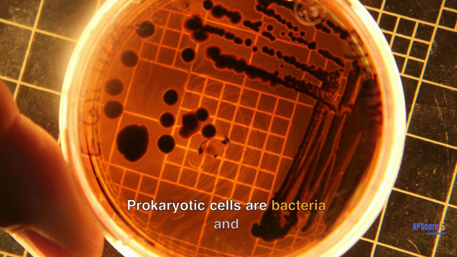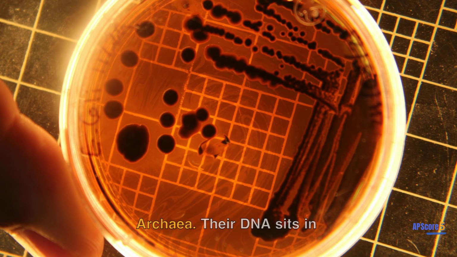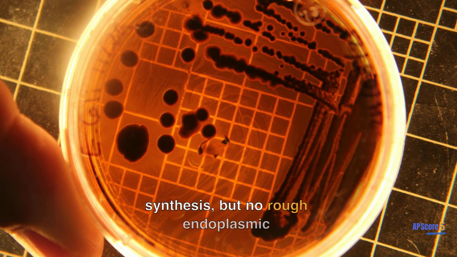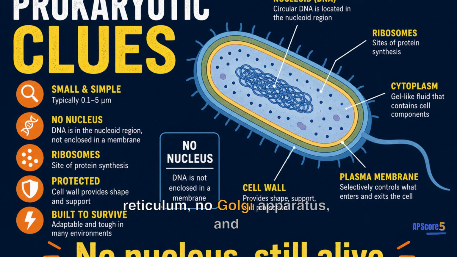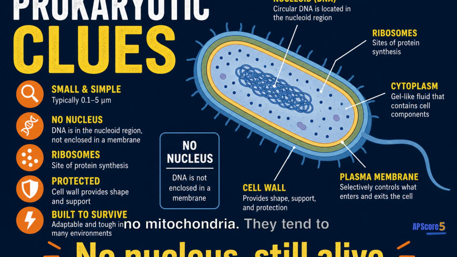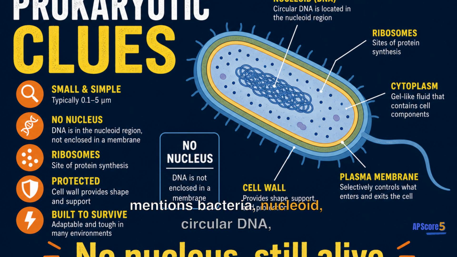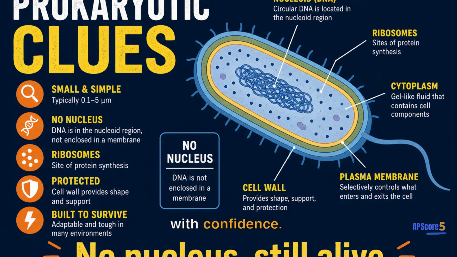Prokaryotic cells are bacteria and archaea, which means every organism in the domains bacteria and archaea. Their DNA sits in a region called the nucleoid, usually as a single circular chromosome. They have ribosomes for protein synthesis, but no rough endoplasmic reticulum, no Golgi apparatus, and no mitochondria. They tend to be much smaller, typically 1 to 10 micrometers, and they divide by binary fission rather than mitosis. When a stimulus mentions bacteria, nucleoid, circular DNA, or binary fission, write prokaryote with confidence.